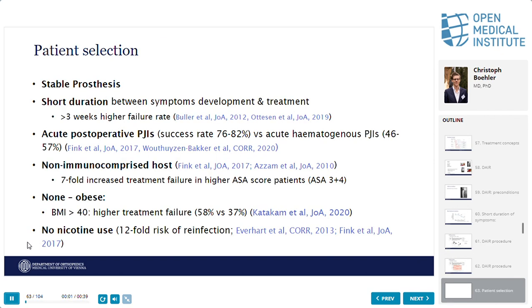What else should you look at? Stable prosthesis, short duration, and acute postoperative PJI. The patient should not be immunocompromised. Okay, if it's a sick patient, it's safer to go for a one-stage or two-stage revision. Obese patients have a higher treatment failure, 58% versus 37% one study has shown. So in these, also go for a one-stage or two-stage revision. And nicotine use is also something you should be aware of. 12-fold risk of reinfection after a DAIR in smokers.